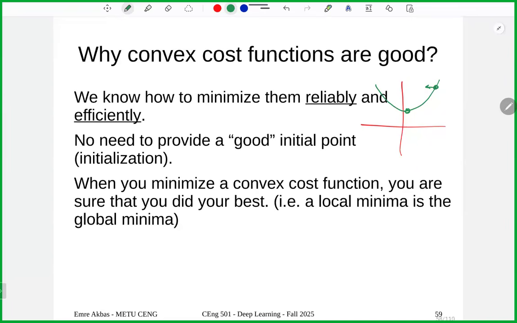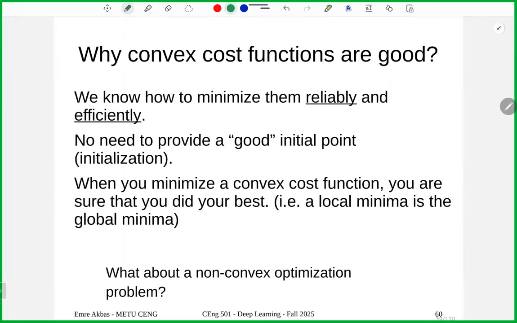But with non-convex loss functions, you find the local minima, but is it good enough? You are never sure, because the global minima is maybe somewhere else. So that's why people love convex cost functions. Of course, they are good.